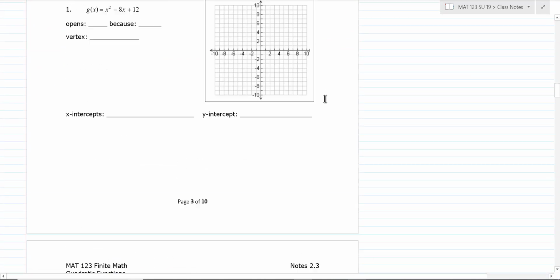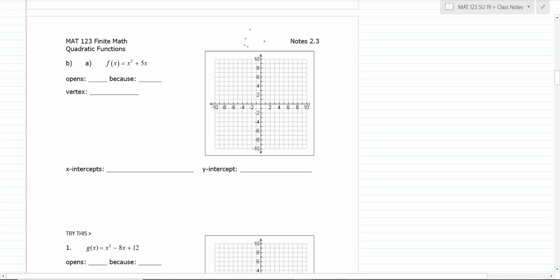All right, I'm going to do one more of these, and then I'm going to have you do one yourself. On the next page, A is that number, B is that number, and C would be 0 in this case. So in this problem, A would be 1, B would be 5, and C would be 0. A couple of things we know: first of all, this is going to open up because A is positive, so we know the graph is going to go like that. Now we need to find the vertex.